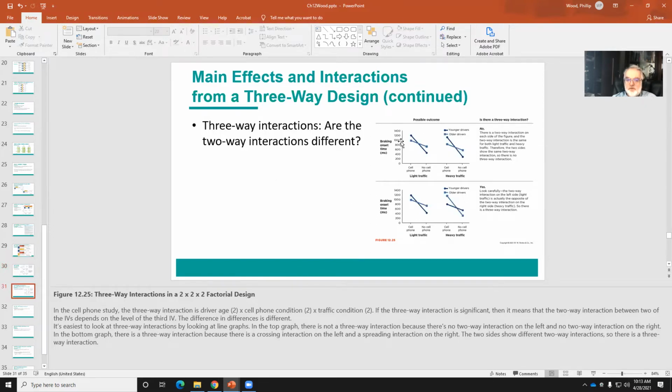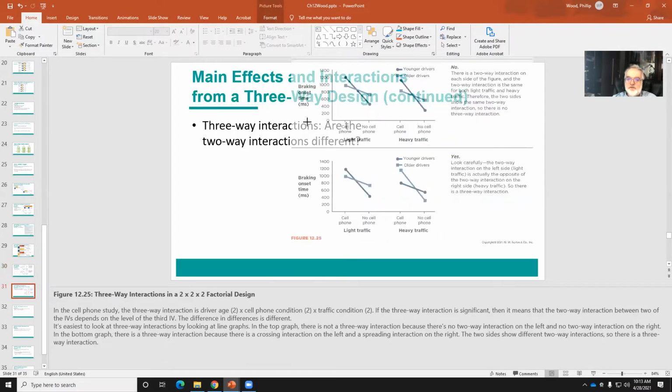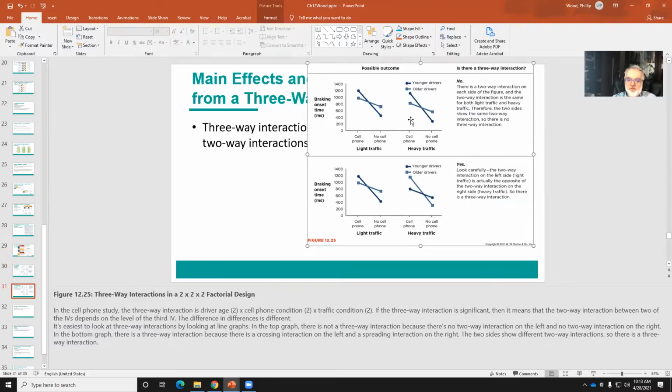And it can be the case that you have interactions, but the pattern of that interaction is the same across the conditions. So in this case, there is no triple interaction. You have kind of the same shape going on. Now, in the case down here, older drivers and younger drivers, that shape is the same.